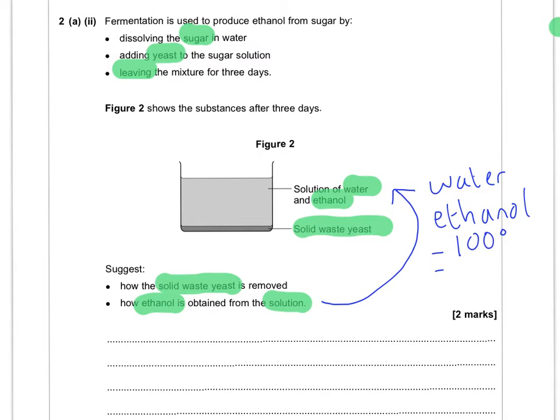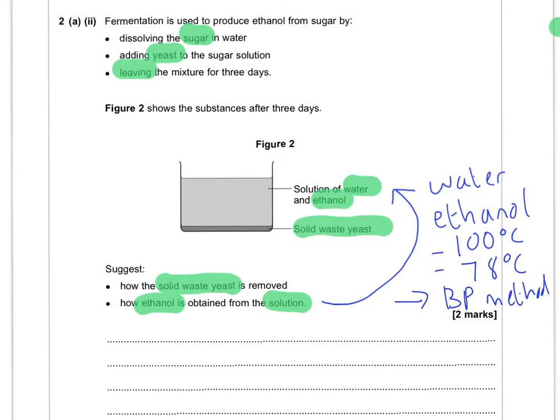Water is 100 degrees C. And ethanol is around about 78. I wouldn't expect you to know that, but you do need to know they've got different boiling points. So we can separate those based on boiling points. So we're looking for a method based on boiling points, and there is such a method.